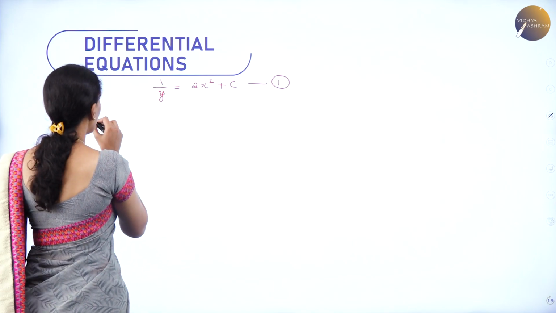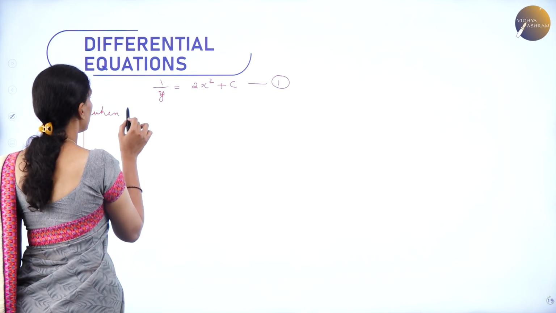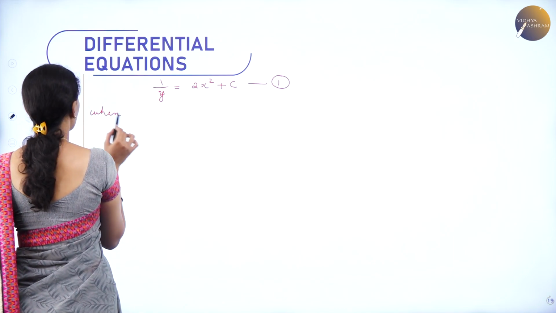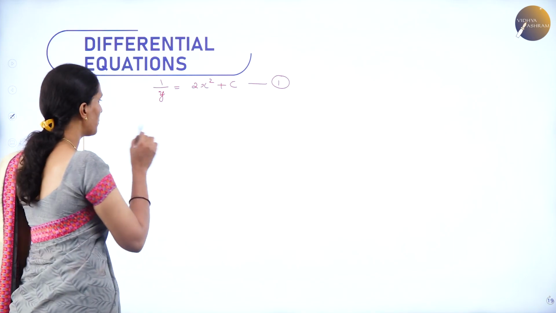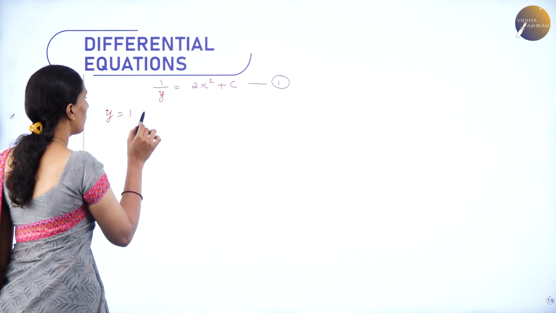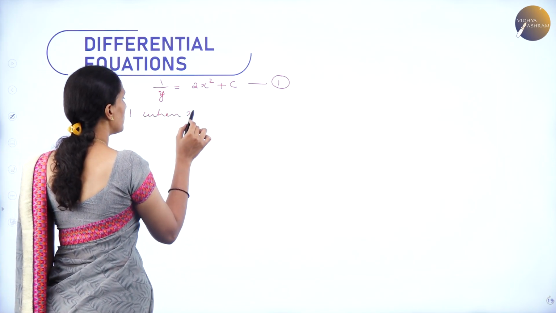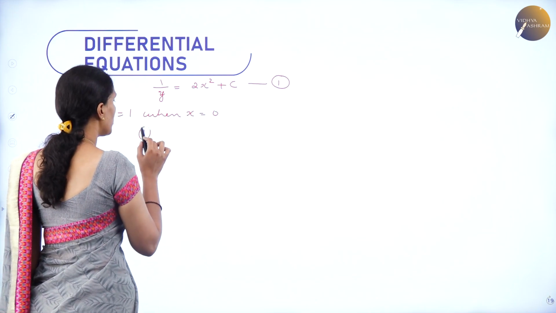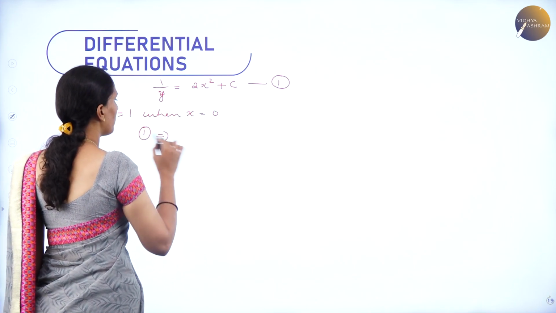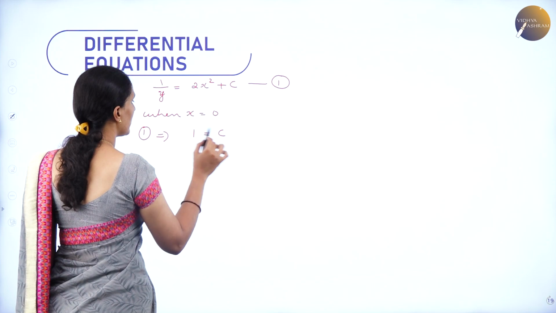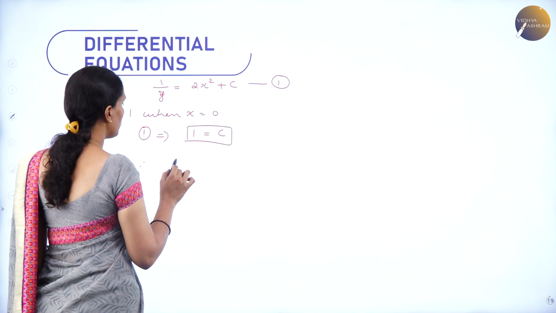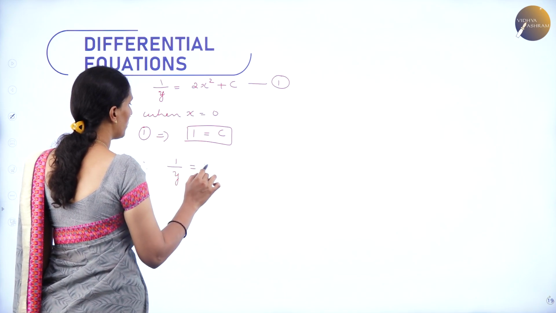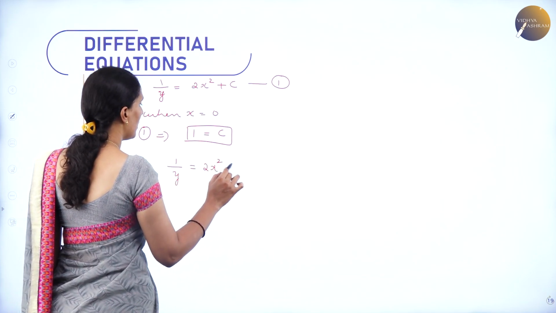So now I need to find out the value of c at y is equal to 1 when x is equal to 0. So equation 1 implies y is 1, so 1 is equal to c. So the value of c is 1. So therefore, the particular solution is 1 by y is equal to 2x square plus 1.